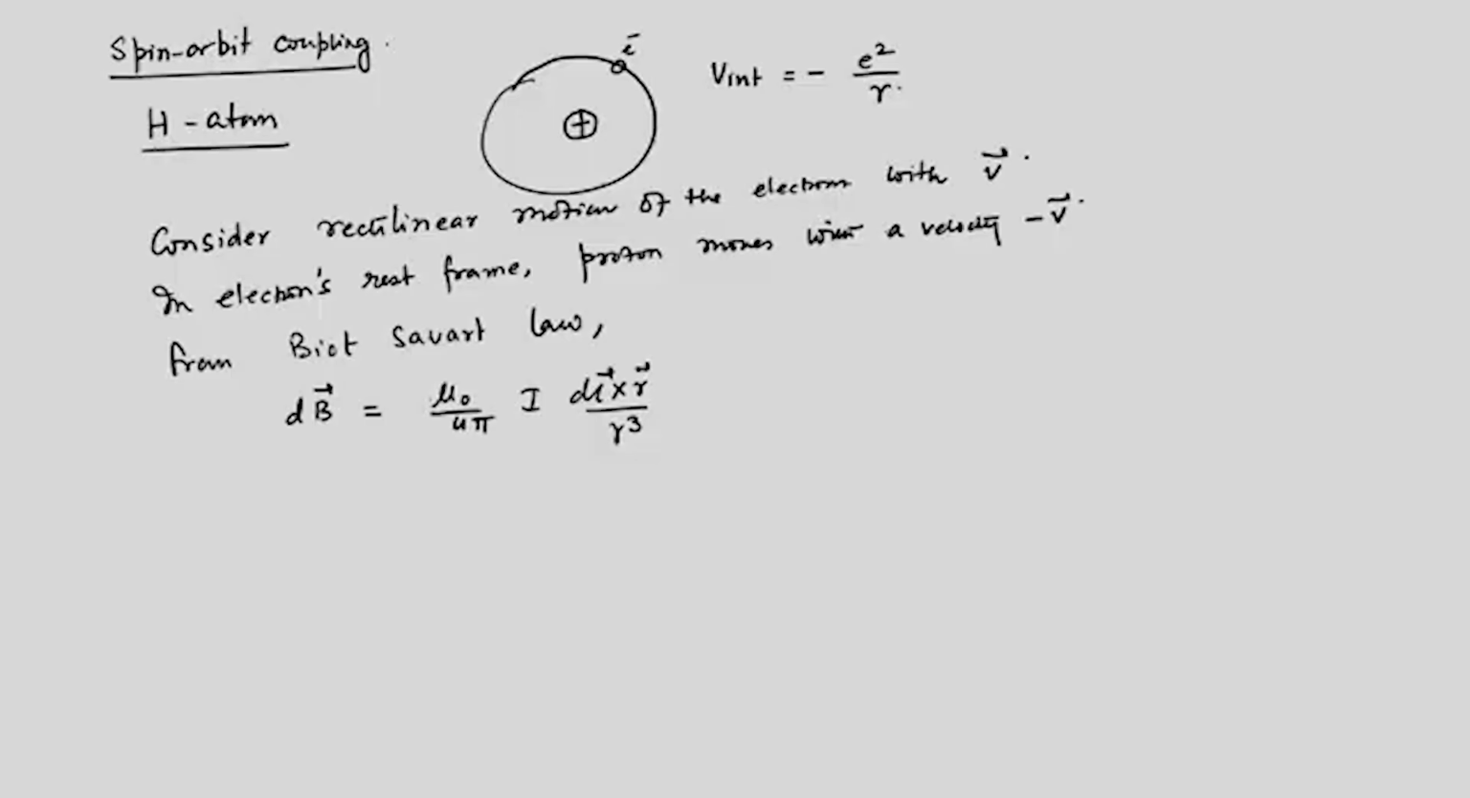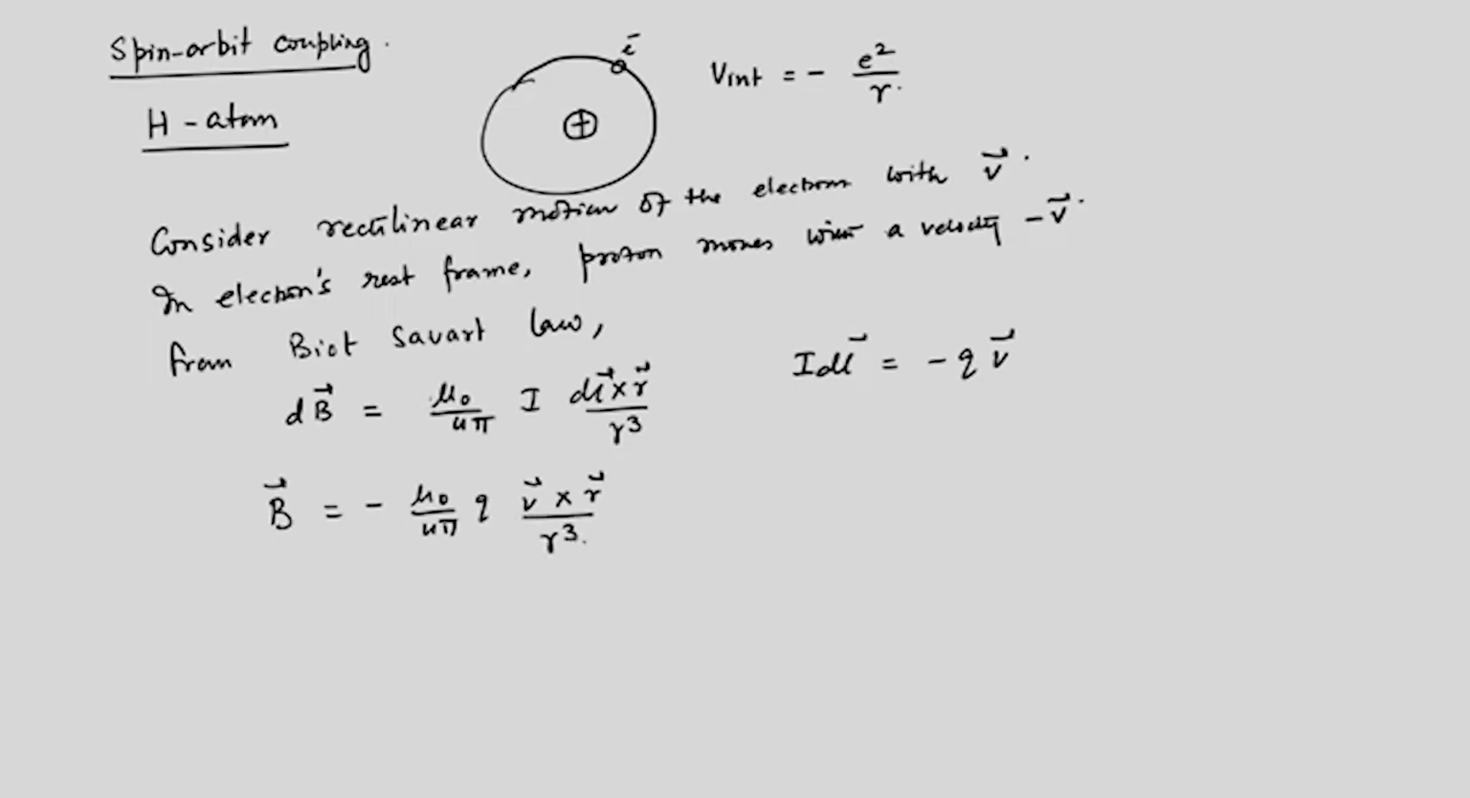Because of the motion of the proton, it produces a magnetic field. We want to understand what is the magnitude of the magnetic field that the electron experiences because of the motion of the proton. So, I dl which we have just written is nothing but equal to minus qv, where minus q is the charge of the electron. So, then B becomes equal to minus mu 0 over 4 pi, q, v cross r divided by r cube. Okay.